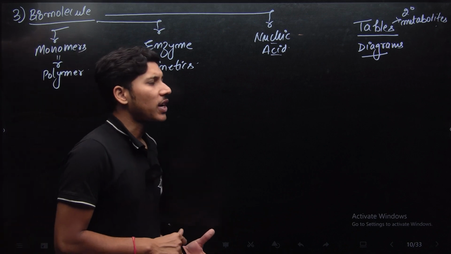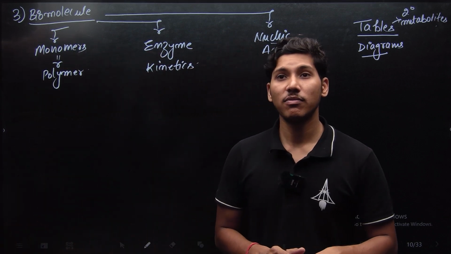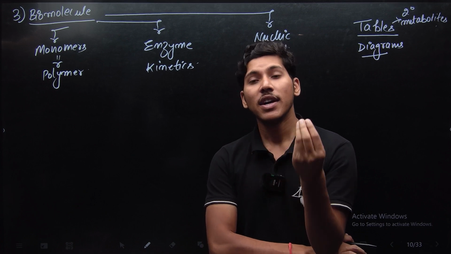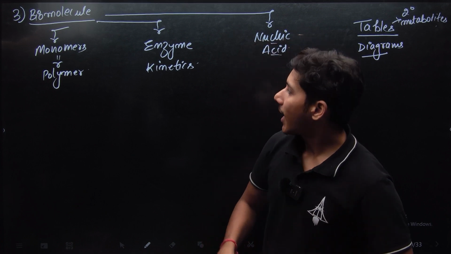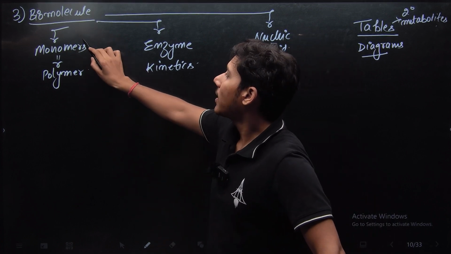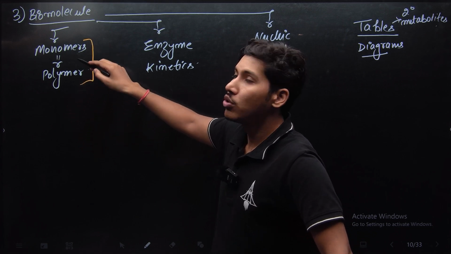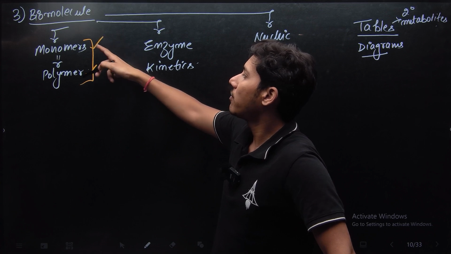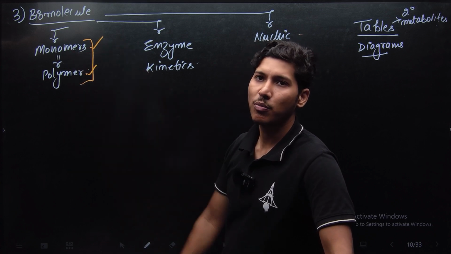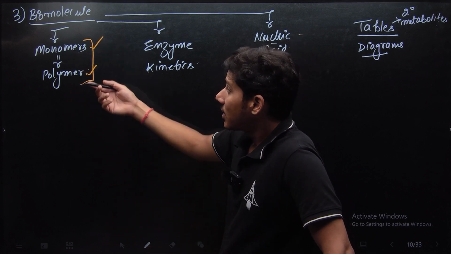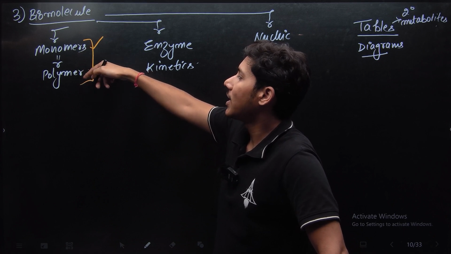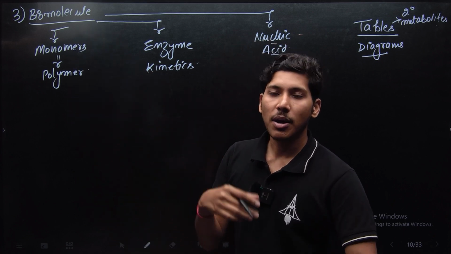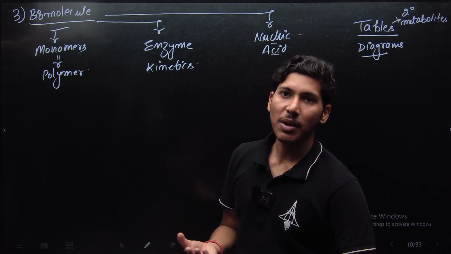Biomolecules is a very important chapter because it has lots of concepts in it, but at the same time, it has lots of facts in it. Okay? Like in the biomolecules chapter, there are lots of biomolecules which are polymers, made up of monomers. We know that polymers are made up of monomers, but yes, we have to study which polymers are made up of which monomers, or which monomers combine to form a specific type of polymer.